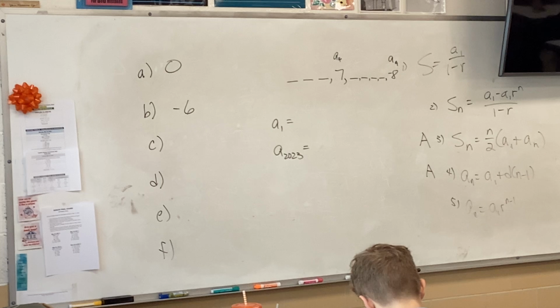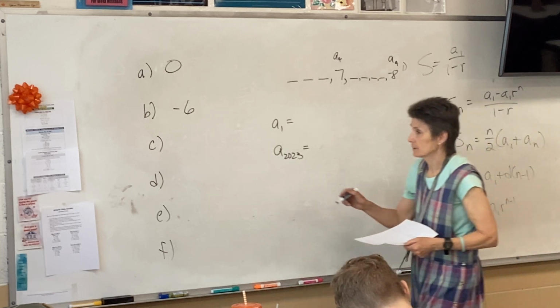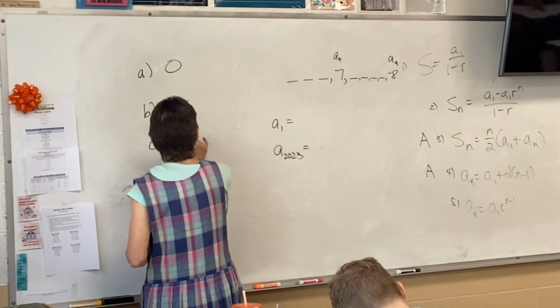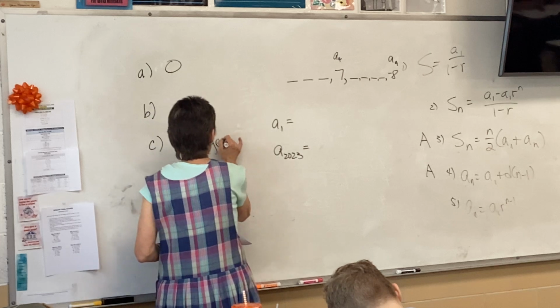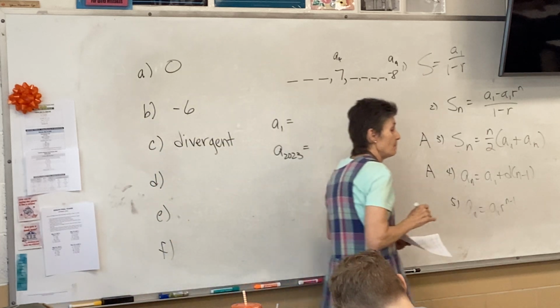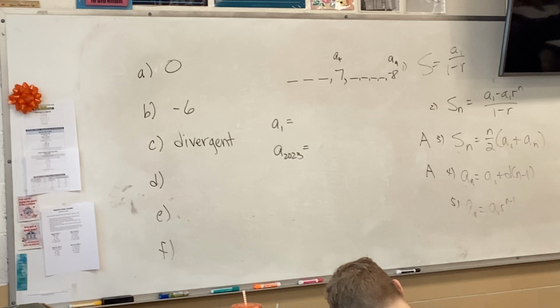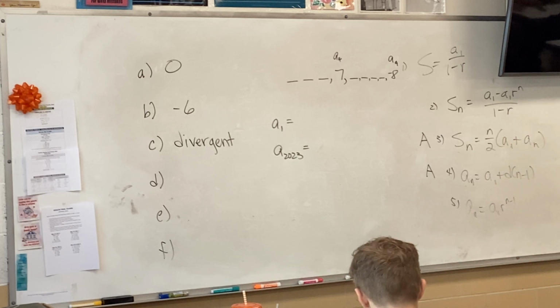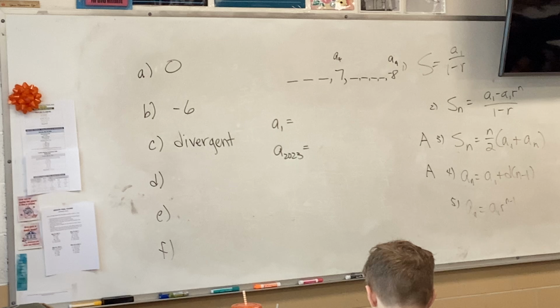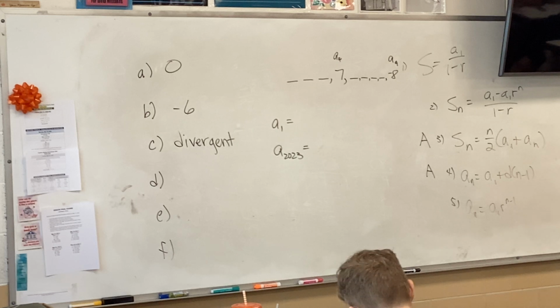How about C? No limit. So you can write no limit, you can write divergent, whichever you want. No limit, because 7/3 is bigger than 1. You don't have to think about this, you guys. You know the rule. 7/3 is bigger than 1, no limit.